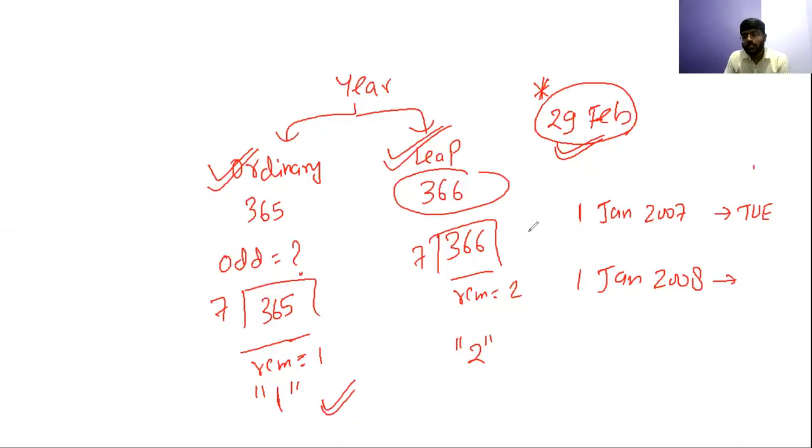Again, see, you just need to check which year's February you are crossing. If you are going from 1st Jan 7 to 1st Jan 8, I will be somewhere crossing the February of 2007 only.